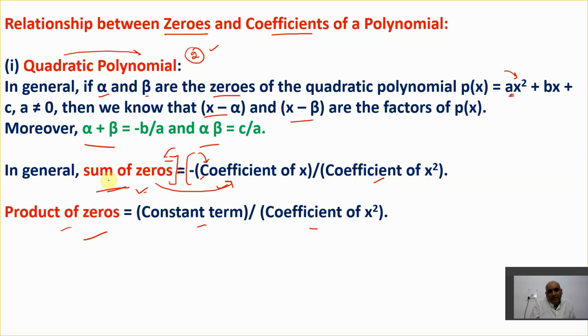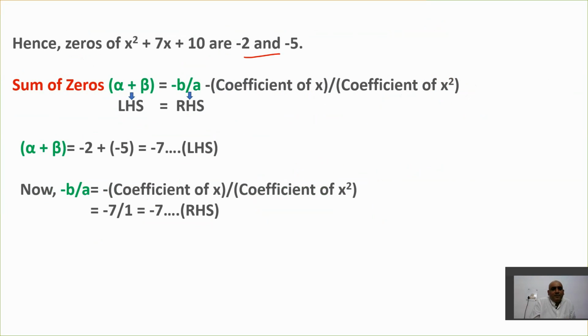That is very important. And what is the equation? Sum of zeros is equal to minus coefficient of x upon coefficient of x square, something like this, right? So that's the point. To verify it, I have already got minus 2 and minus 5 as alpha and beta. So this is the sum of zeros. Now I know that the sum of zeros is what? Minus b upon a. That is, coefficient of x upon coefficient of x square.